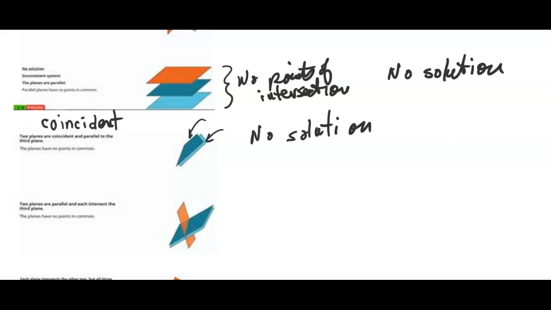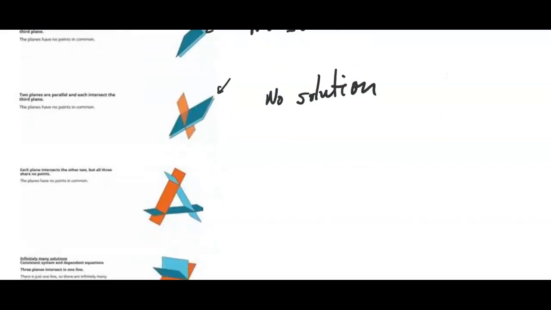In another case, you have two planes that are parallel. So in this case, those planes are parallel. And they intersect at the third plane, but they don't have any points in common. So there's no points that are both on the red, the dark blue, and the light blue. So again, there's no solution. And they're just kind of pointing out to you these different cases. You really don't have to worry about them too much, but as far as understanding visually what's going on.